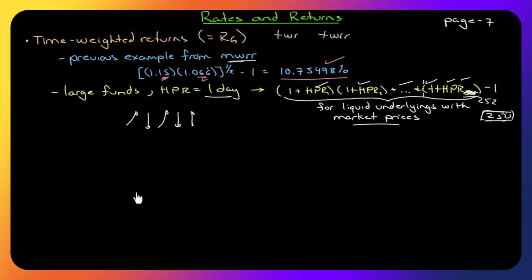This is for liquid underlyings with market prices. If you have illiquid holdings in there, you can't calculate daily returns. So let's say that you were a private equity fund holding a bunch of private companies. Well, from day to day, you don't know the change in price. You have to use a valuation model, and usually you're going to do a valuation maybe once a year or maybe quarterly. When you get to level 3 in GIPS, there are a bunch of rules about when you have to calculate your returns depending on the type of fund you are. So you have that fun stuff to look forward to.